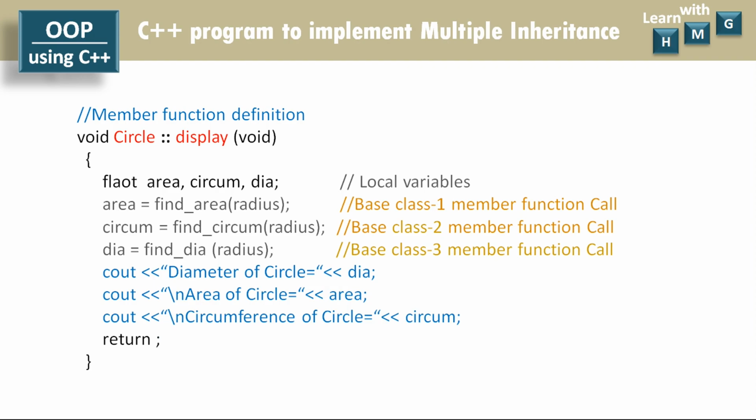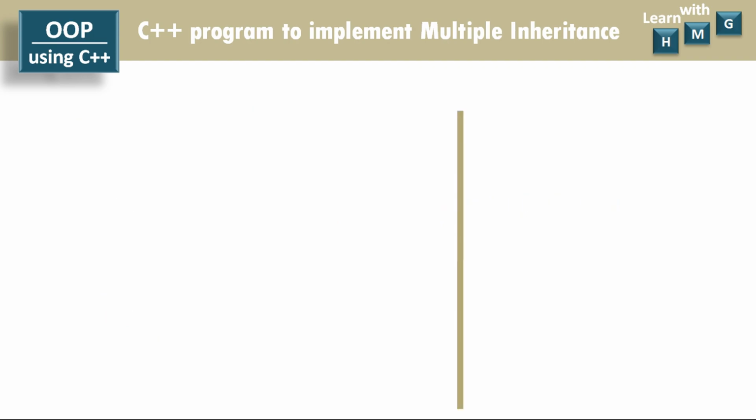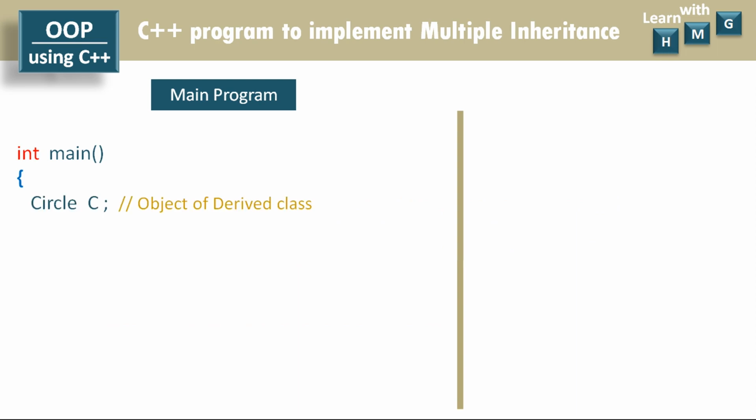So like this, the display function will call three member functions of different base classes within it, get the return values and display them. Let us write the main function. In the main function, first of all, we have to create the object of the derived class. I just told you that in multiple inheritance, always create the object of the derived class only. So our derived class is circle, and C is the object of derived class circle.